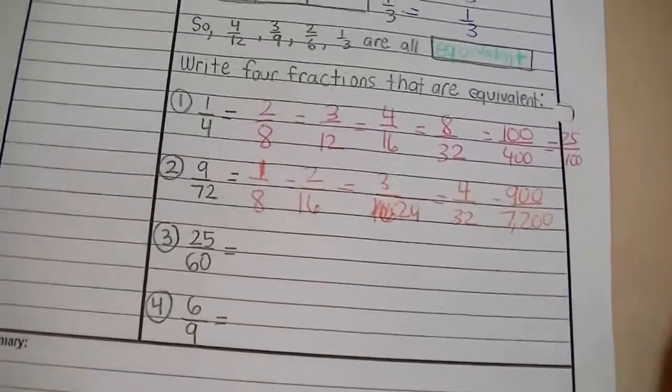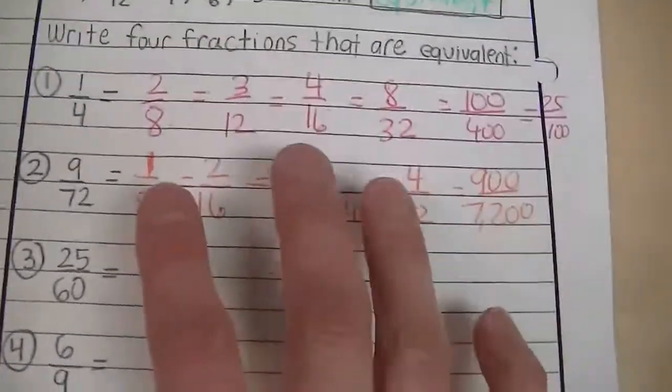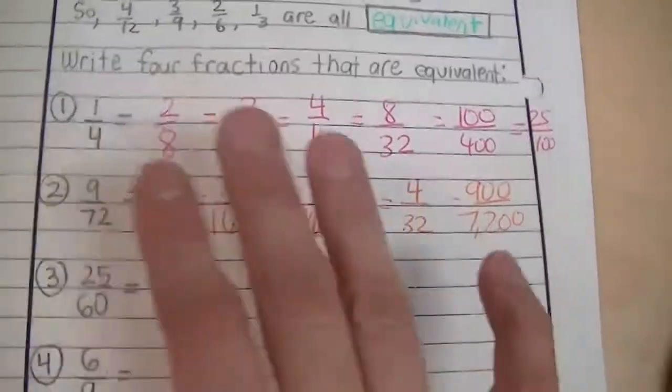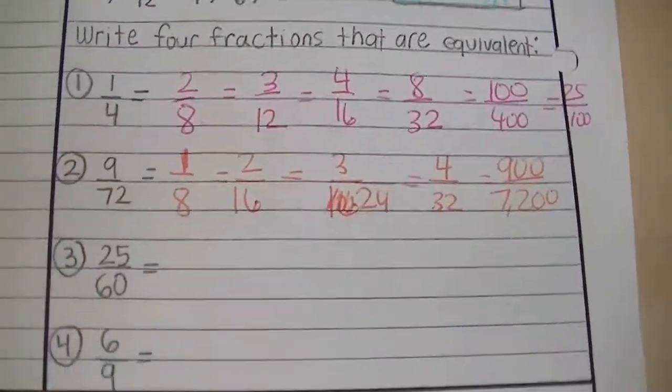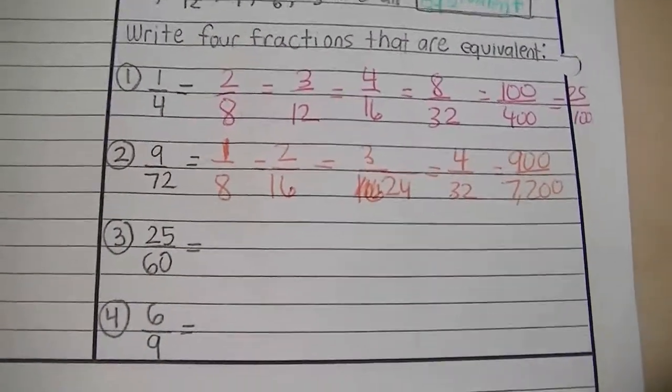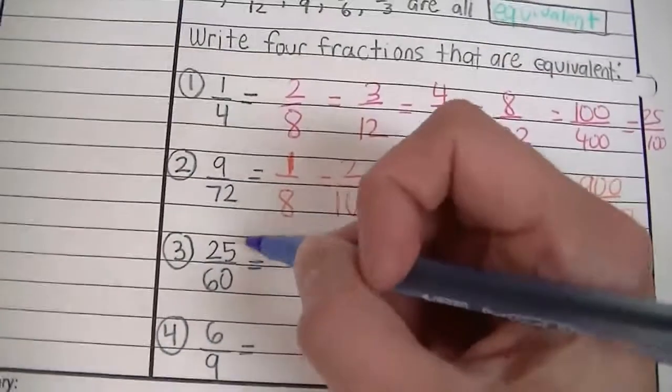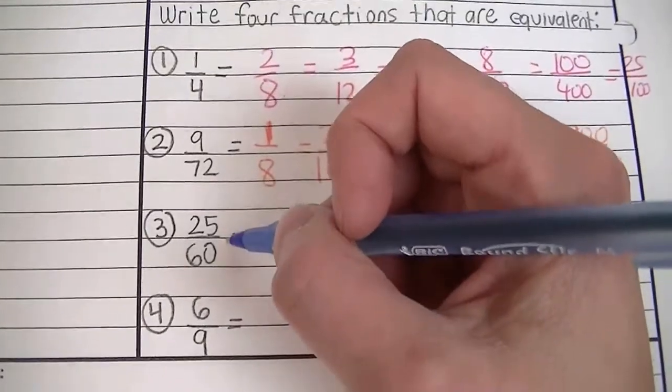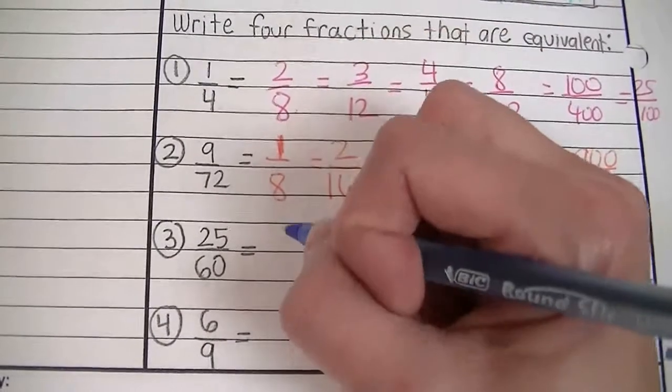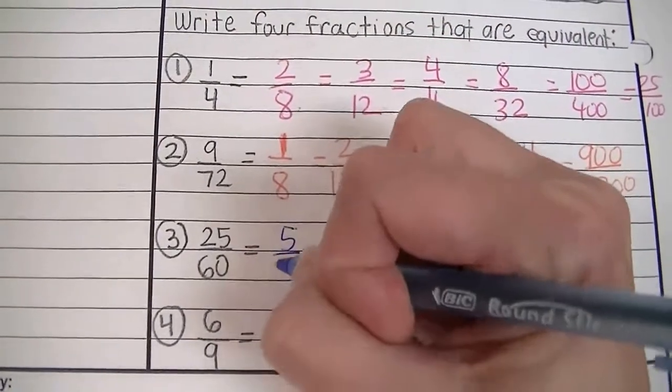I hope you get the point of what I'm trying to show you here, that all of these fractions are interchangeable. They're all the exact same size, okay? All right, let's try the next one, 25/60ths. Let's go ahead and start by simplifying. Let me divide by 5 and divide by 5. 25 divided by 5 is 5. 60 divided by 5 is 12.